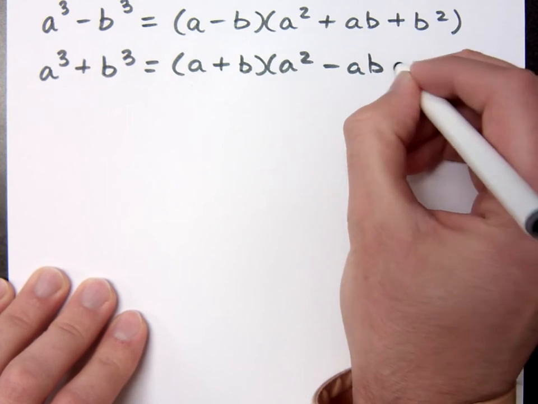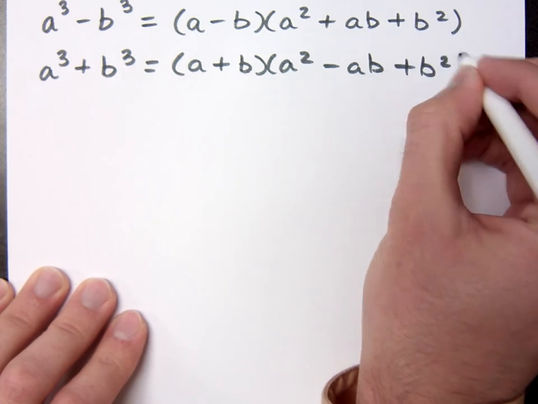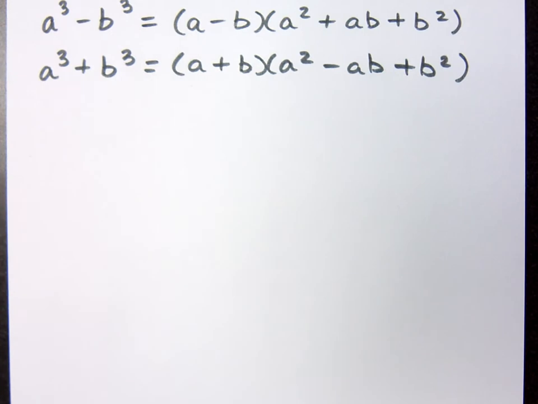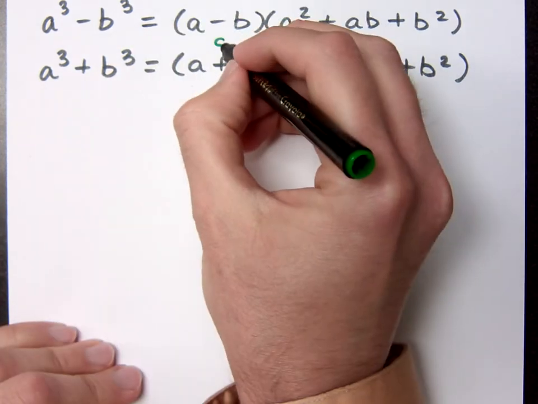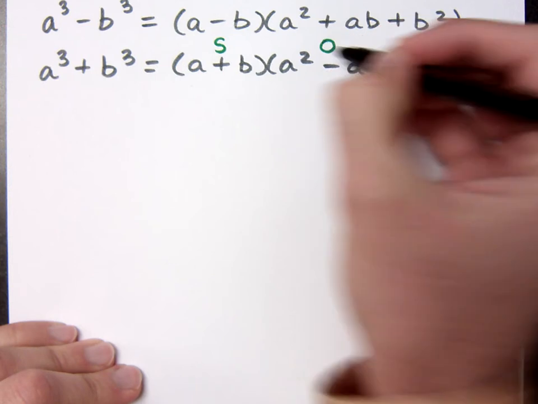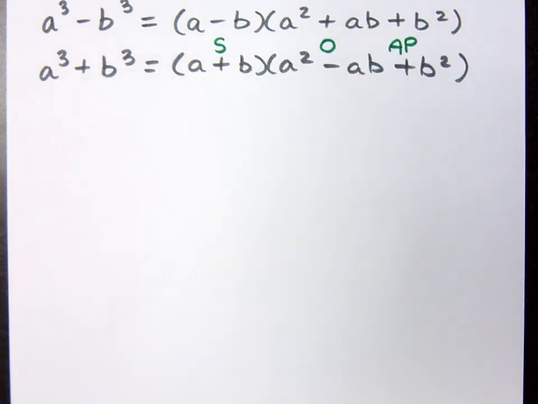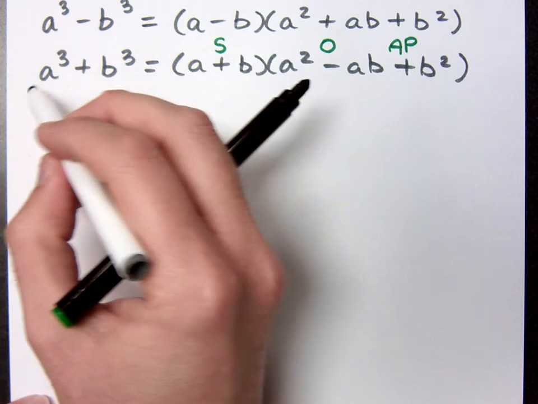Alright, so these were the formulas we talked about before. We talked about how there's similarity between these two formulas. And the thing that can help you out is knowing SOAP. Same, opposite, and the sign for the b squared term is always positive. This is what I talked about the other day, right? At least when I was here.